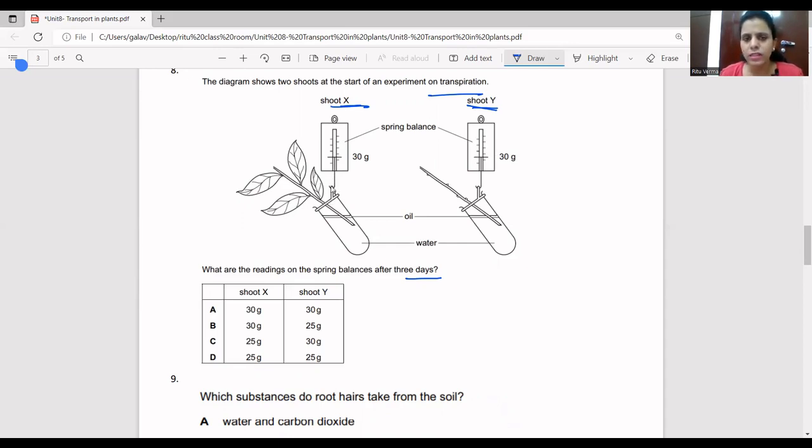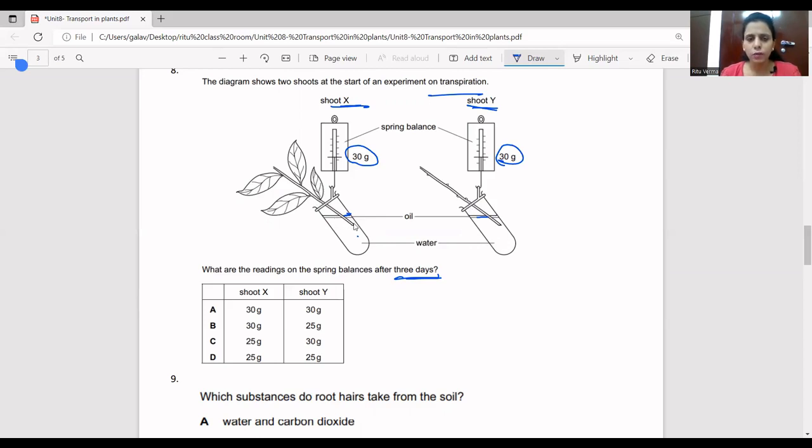Initially, on the first day, the weight of both the setups was 30 grams. Now, after 3 days, what would be the weight of this experimental setup? This you have to identify. If we look at the diagram carefully, in shoot X, leaves are present and water is there. This oil is placed here so that no water should evaporate and mix with the air. So leaves are present in shoot X.